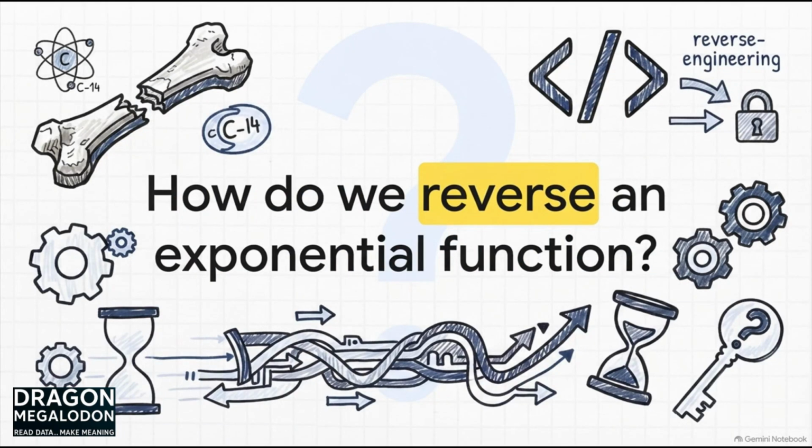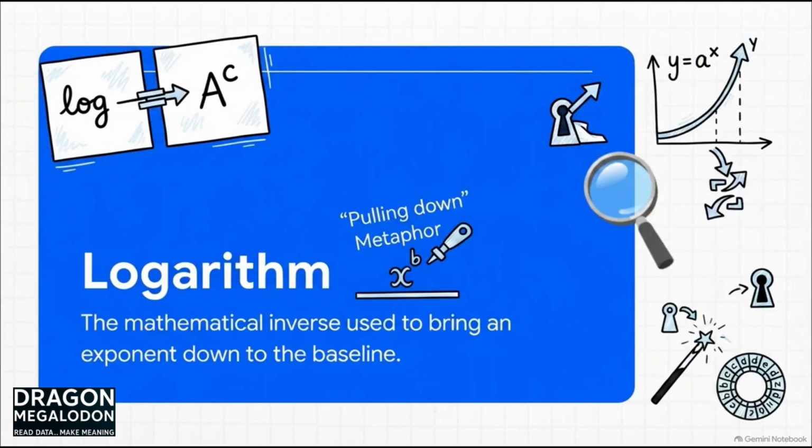But that actually brings up the ultimate hacker question. In that carbon dating equation, the variable we desperately needed to solve for, the time, was completely trapped up in the exponent. So how on earth do you reverse engineer a piece of code when the variable you need to isolate is stuck up in the sky like that? Simple. You use the ultimate mathematical decryption tool, the logarithm.